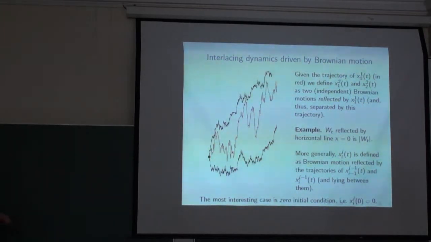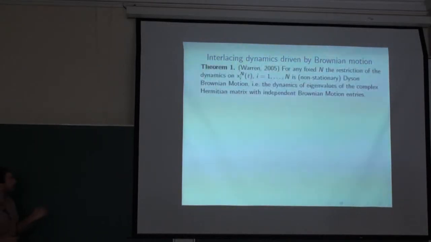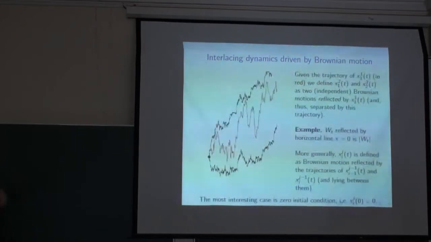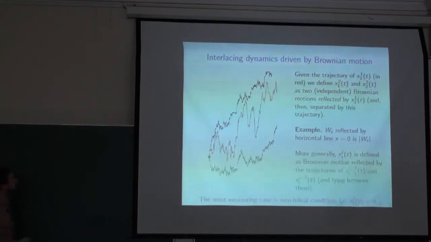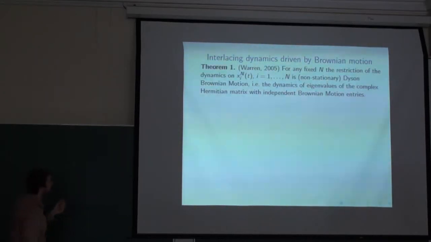Well, it turns out that if you start from zero initial condition, that means that at time 0 all particles are at position 0, then this process has lots of connection with random matrices. For example, if you restrict your dynamic to the nth row, which means you look, say, at these 3 particles, or maybe at these 2 particles, this will be exactly Dyson Brownian motion, which is the process of eigenvalues of a random Hermitian matrix that happens when the entries of this random Hermitian matrix evolve as independent Brownian motions.